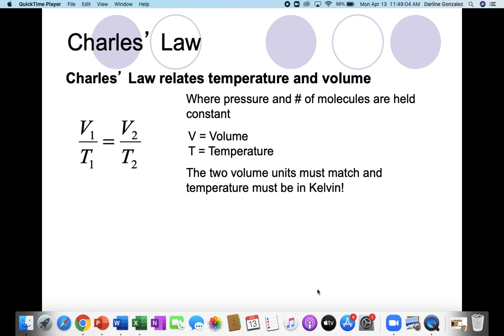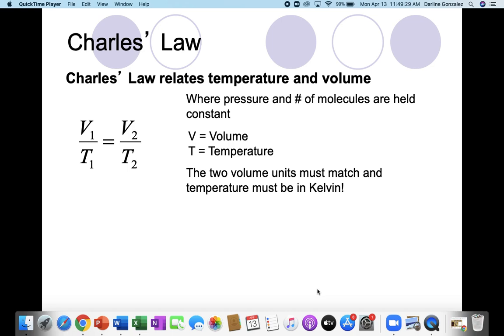And Charles' law is our third law that we're going to be using. And as you can see, Charles' law relates temperature and volume. This means that the pressure is held constant, meaning the pressure doesn't change before and after. And the other thing that's held constant is the number of molecules. They're the same before and after. So volume is over temperature. V1 over T1 is equal to V2 over T2.